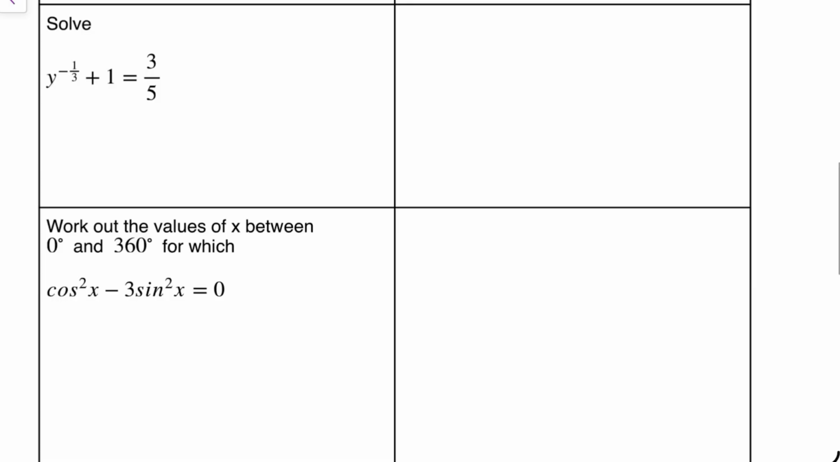Next question. Solve. Right. I was thinking that was a quadratic then, but it's not. Okay, take away 1 from both sides, so that implies that y^(-1/3) is equal to 3/5 minus 1, which is minus 2/5. Then I'm going to upside down it, or take the reciprocal, which is going to be y^(1/3) is equal to minus 5 over 2. Note the minus stays there. Then I'm going to cube both sides, so therefore y is equal to minus 125 over 8, and that is my final answer. Yeah, happy with that one.